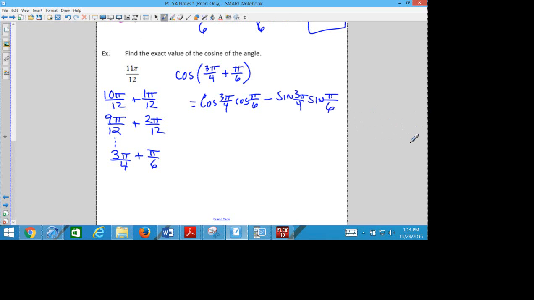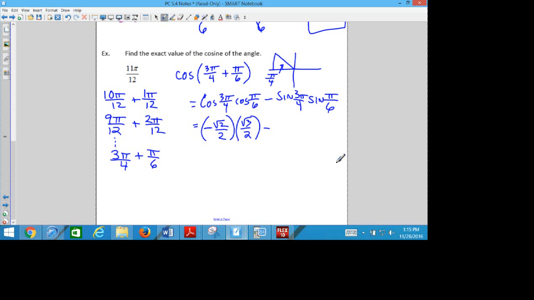What is the cosine at 3 pi over 4? You're not sure? Draw a picture. There's 3 pi over 4. It's got a pi over 4 reference angle. So it is negative square root of 2 over 2, because it's in the second quadrant, it's negative. And then cosine at pi over 6 is square root of 3 over 2.